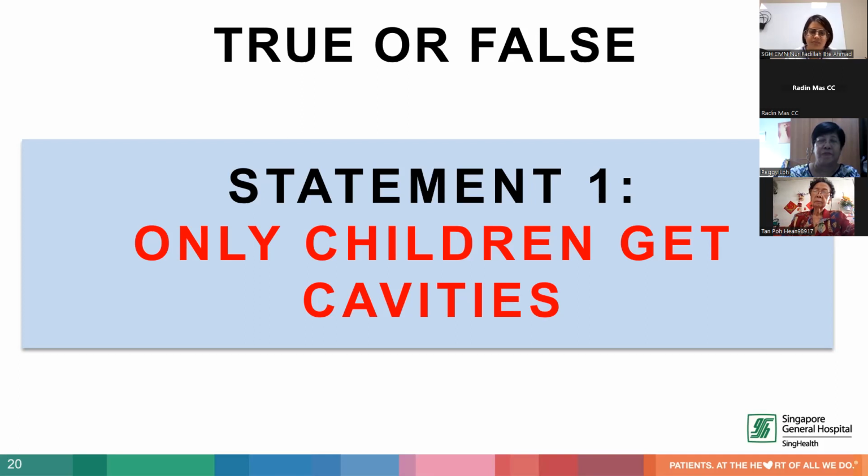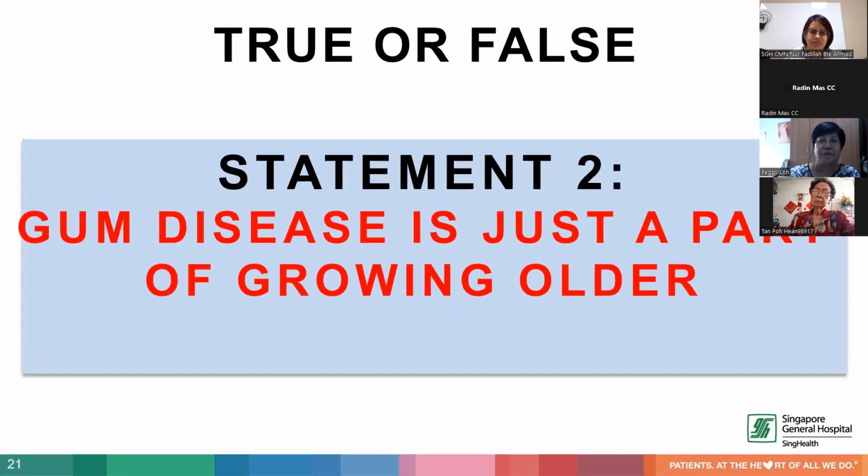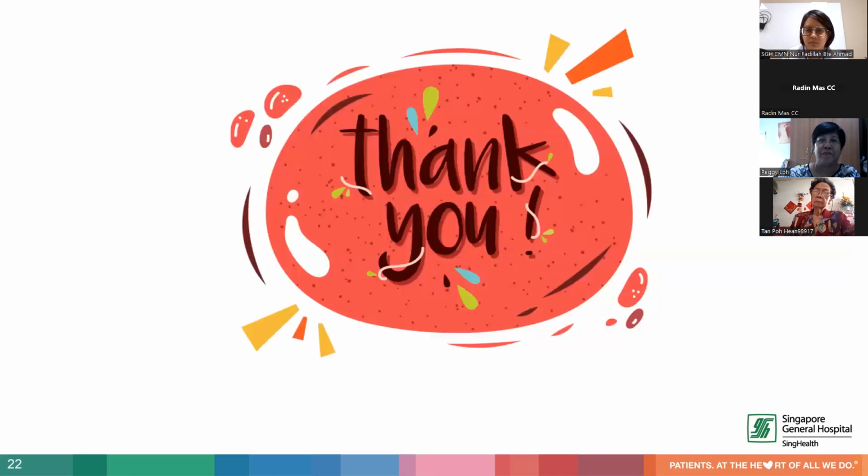Okay, next. The second statement is that gum disease is just a part of growing older. True or false? False. Okay, good. It's false. You can prevent gum disease, and it does not have to be part of getting older. Okay, and then next. Okay, thank you.